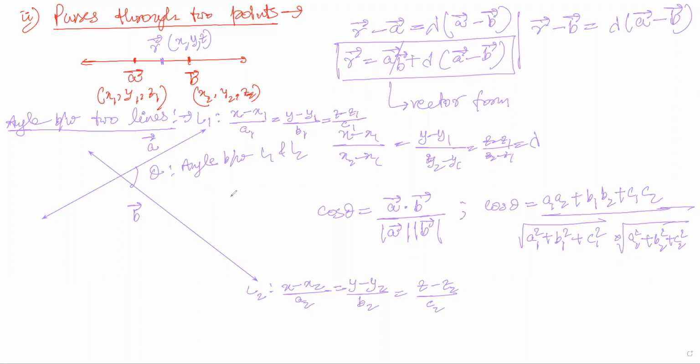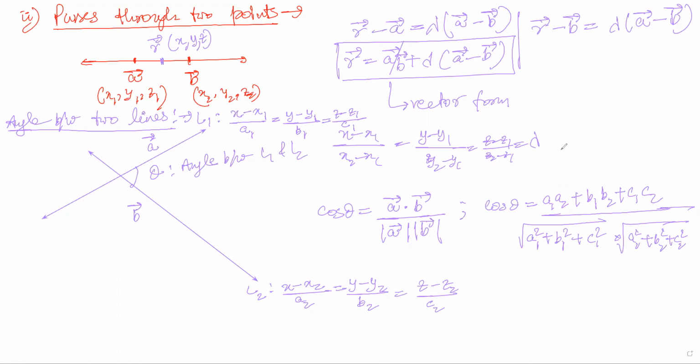Now, can you find out when the two lines are perpendicular? Is there a condition you can tell, whether these two lines are parallel or perpendicular? When it is perpendicular, theta will be 90, so cos theta will be 0. Correct. And if a fraction equals 0, then the numerator has to be 0. The numerator of the fraction should be 0. So a1 a2 plus b1 b2 plus c1 c2 has to be 0.